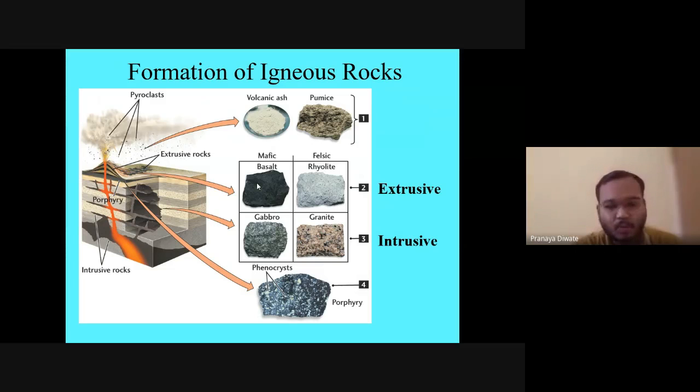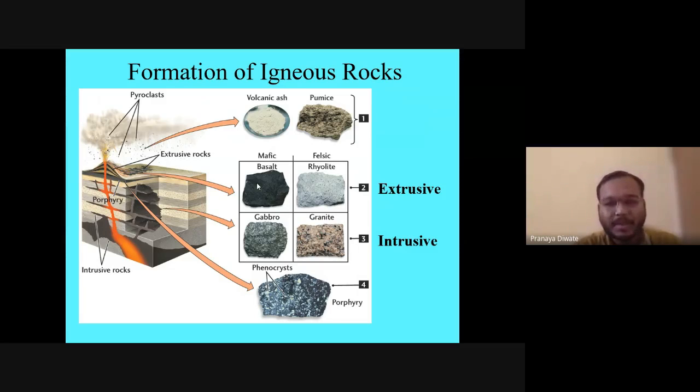So when you have extrusive pyroclastic rock, what is pyroclastic rock? You have volcanic ash in the atmosphere, and that ash makes some rock. So what is the name of that rock? The name of the rock is pumice.